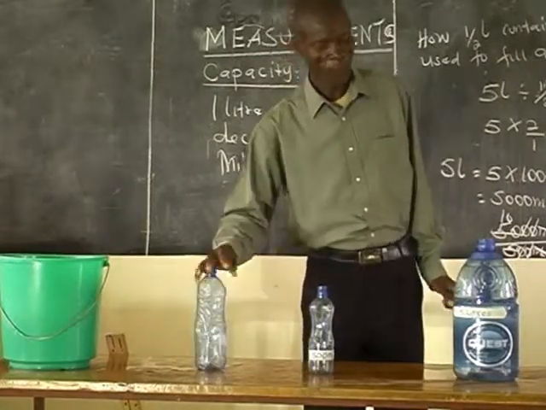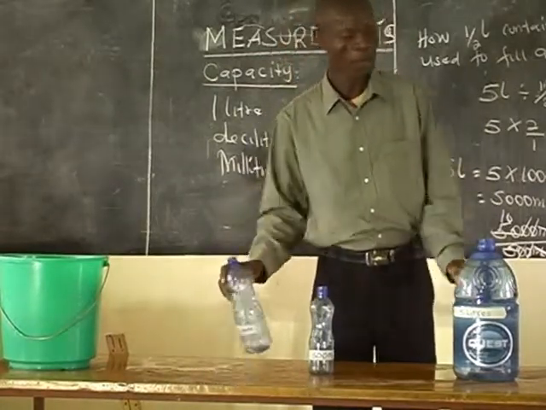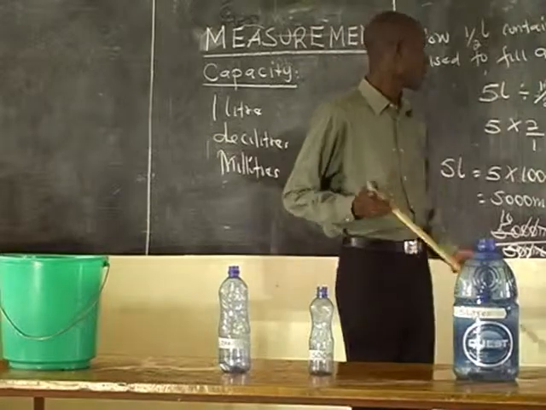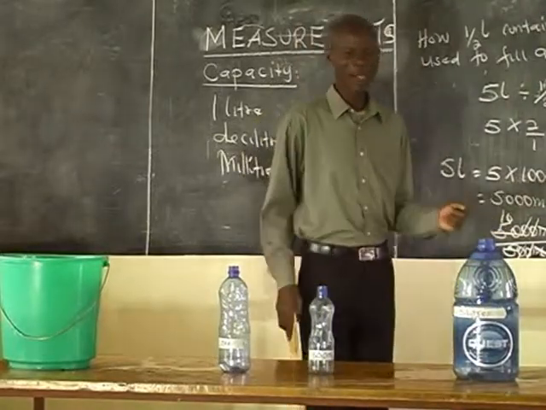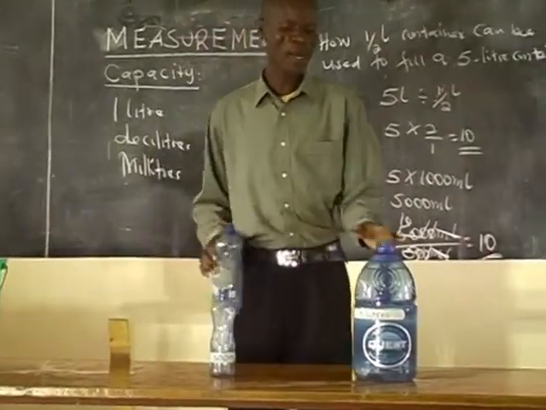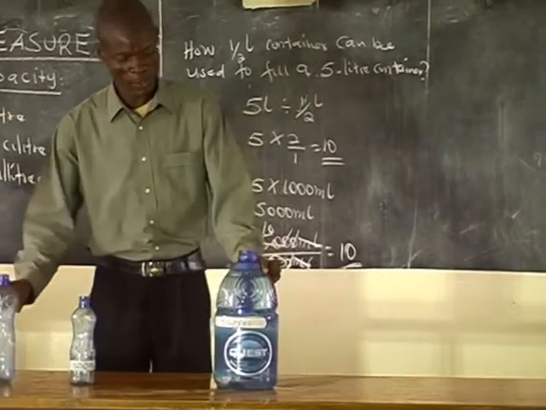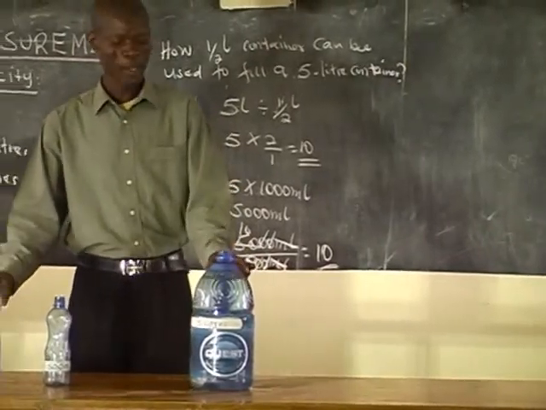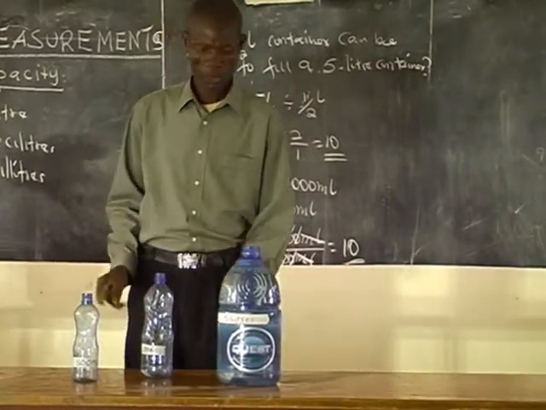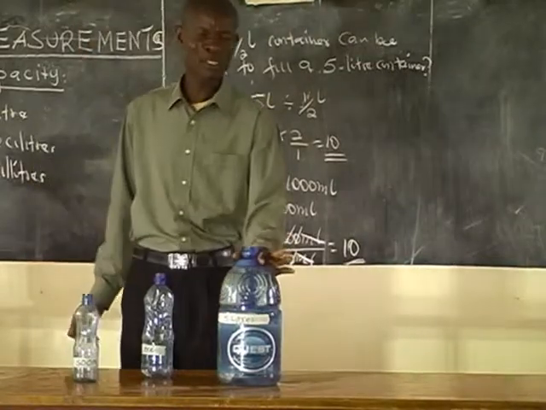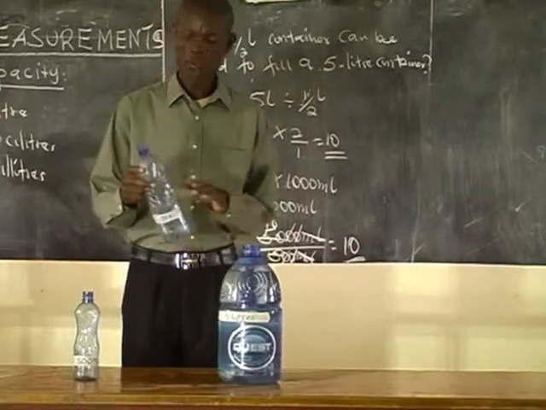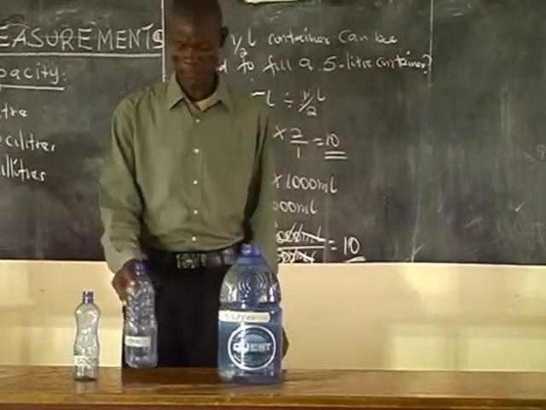But remember, just as I said before, in an exam room, we don't have these containers to confirm this. So just as I explained on the board, if you are asked how many 1 liter containers can be used to fill a 5 liter container, and the containers are not there to confirm, we can still solve this problem by working it out. What we'll need to do is take the capacity of the bigger container, and then divide it by the capacity of the container to be used to fill it.